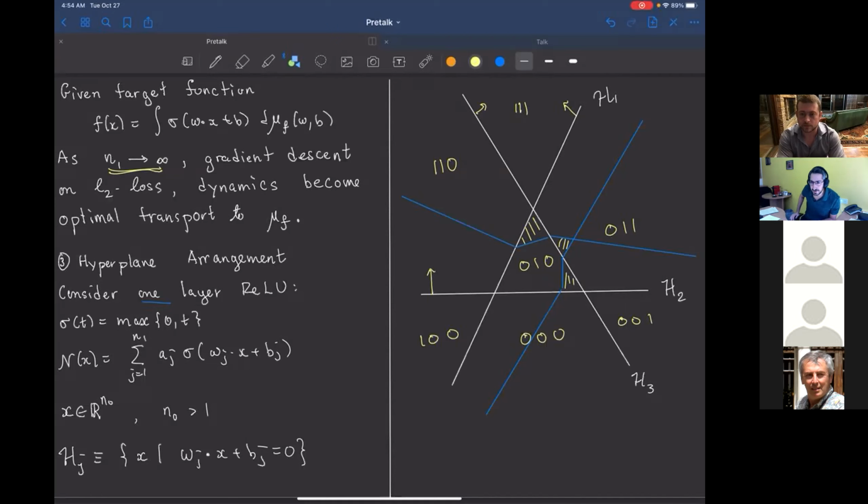Are there any empirical results on how many cells you have as a function of the depth and width of the network? Yes, there are empirical results, and there are also theoretical results.